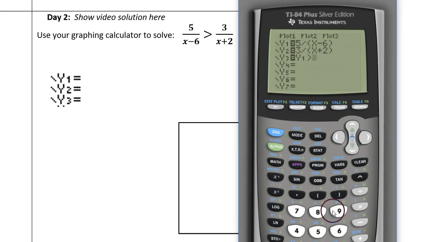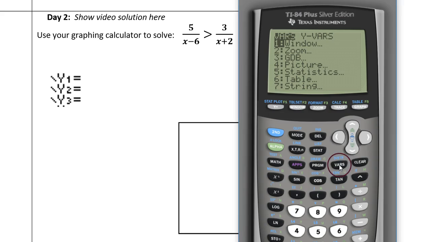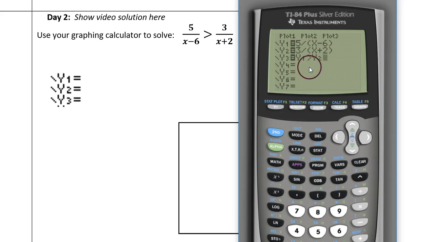Now we want to put y2. So you push variables, go over to y variables, function variables, and choice 2. So we've told the calculator what y1 is, we told the calculator what y2 is, and then we're telling the calculator we want to test when is y1 greater than y2.